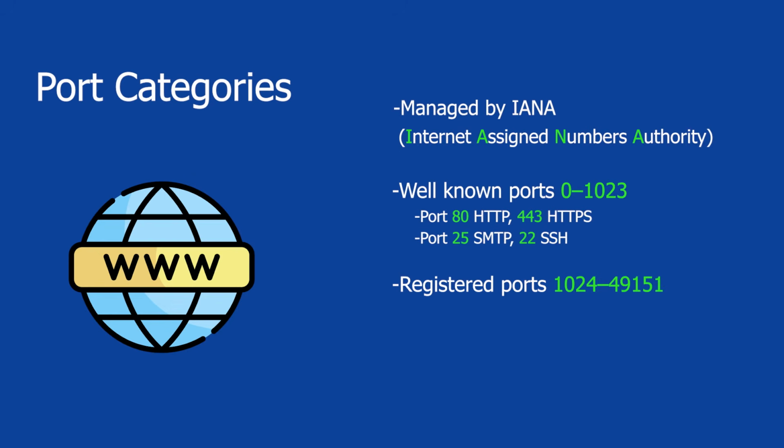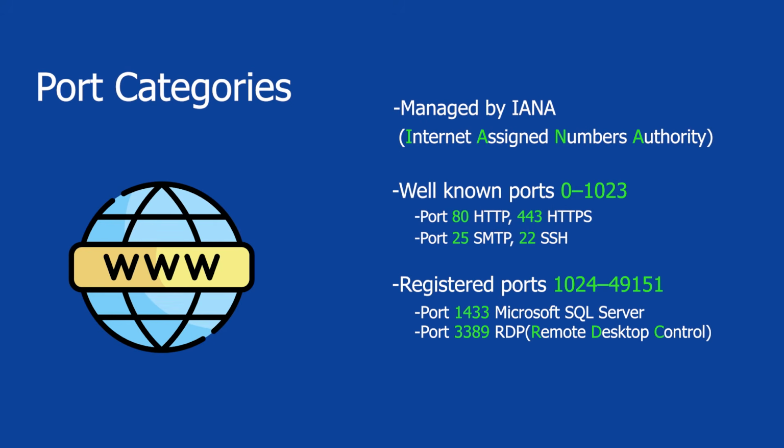Next are the registered ports. They can be officially registered by developers or companies to assign specific applications or services uniquely. Examples include Port 1433, Microsoft SQL Server. It's a database application used to store large amounts of data like user info, website data, or other application data. Port 3389, RDP. It stands for Remote Desktop Control and is used for Windows Remote Access, allowing you to control a computer from another PC. Basically, the Windows counterpart to SSH, which is commonly used for Linux desktops.